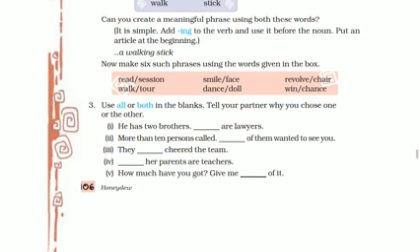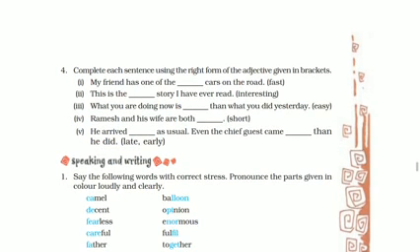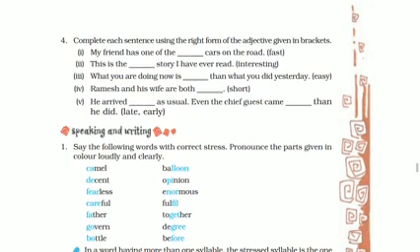Now let's go to the fourth one. We have learned about adjectives in many classes. Adjectives of comparison. Look there. Complete each sentence using the right form of the adjective given in the brackets. First one: My friend has one of the dash cars on the road. It was given there, fast. So what will be there? My friend has one of the fastest cars on the road. One of the fastest cars. Fastest. So I hope you understood it.